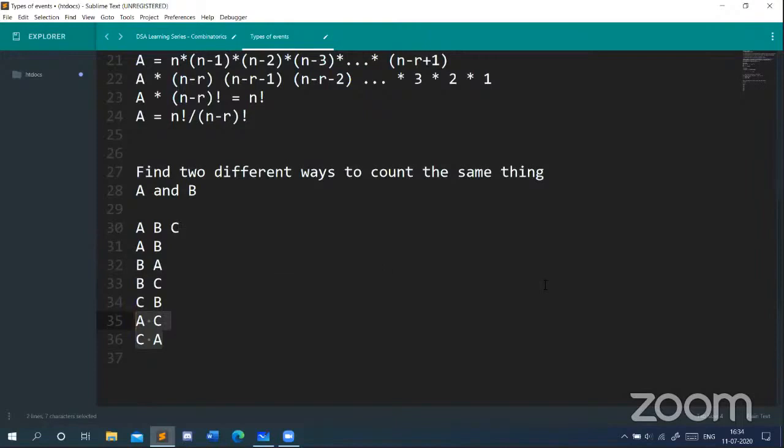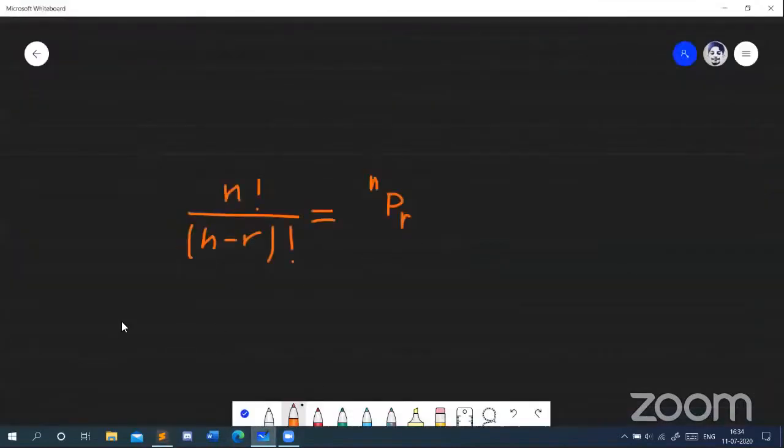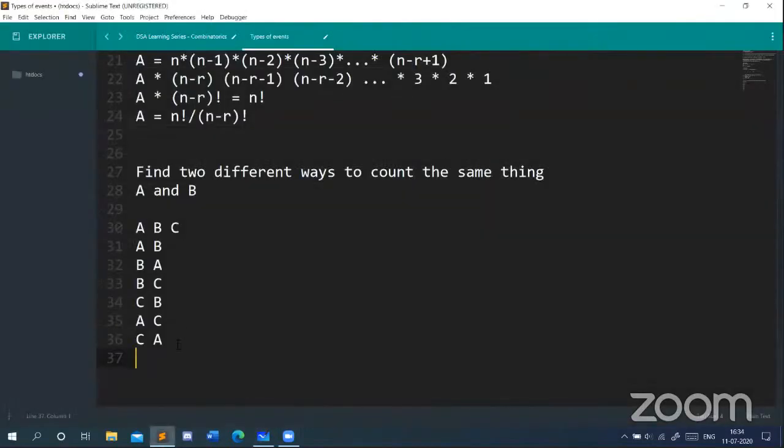Yes, you're right. NPR is counting extra, AB and BA, and therefore we define n choose R. So what we say here is that n choose R equals NPR over R factorial. Yes, exactly. So what this ultimately gives us is that if I were to arrange those things, then for each R factorial arrangements, I have exactly one selection, and therefore we divide by R factorial.